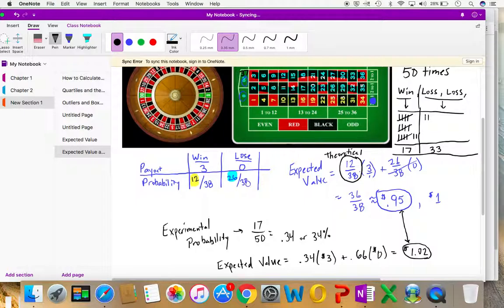And then analyze these two answers. If I look at this closely, they're close, but would you say that I was lucky or unlucky in those 50 trials? I would say I was lucky. Why? Because the experimental expected value outweighed the theoretical expected value. But more importantly, my expected value outweighs the buy-in, right?